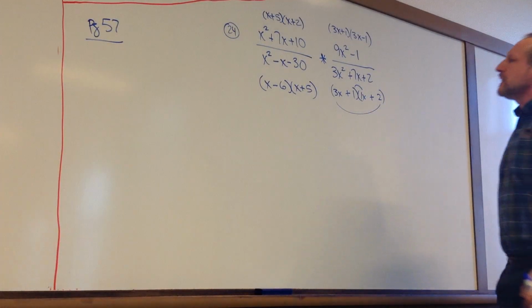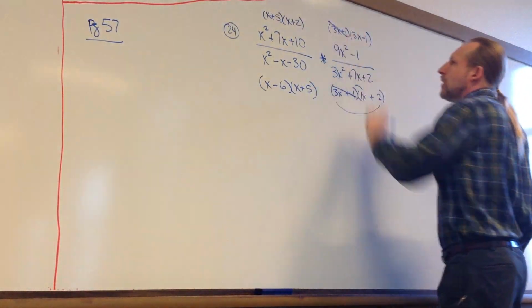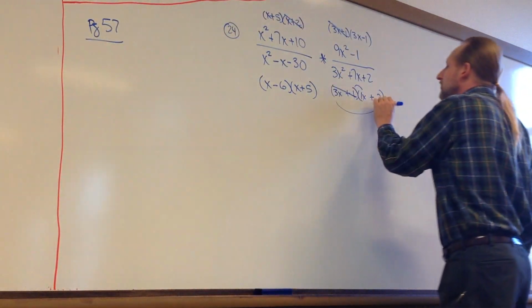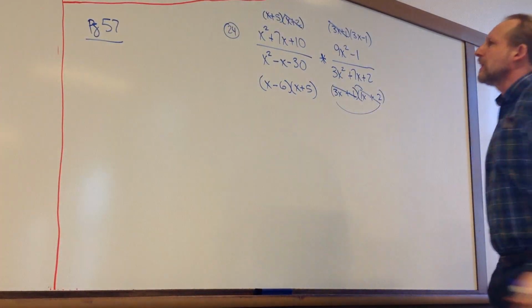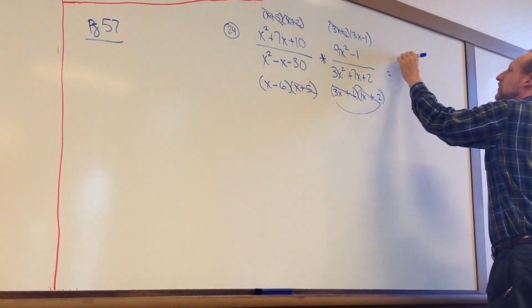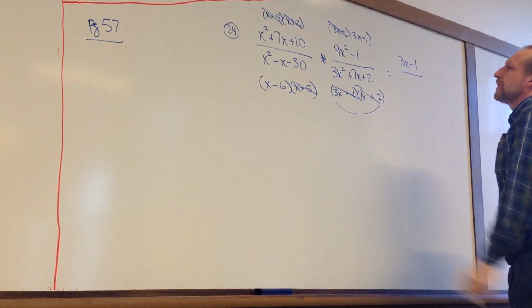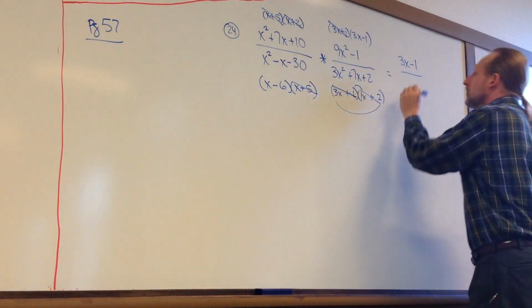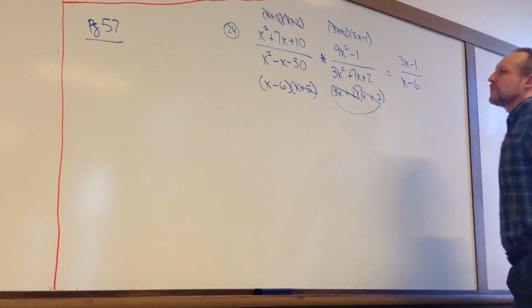All right, so let's see here. The 3x plus 1s cancel each other out. The x plus 2s cancel each other out. And also the x plus 5s as well. So on the top, all we're left with is 3x minus 1, and on the bottom, we're just left with x minus 6.